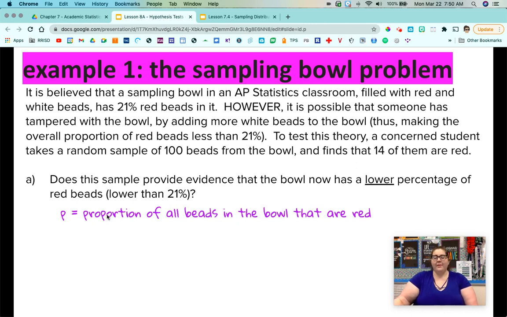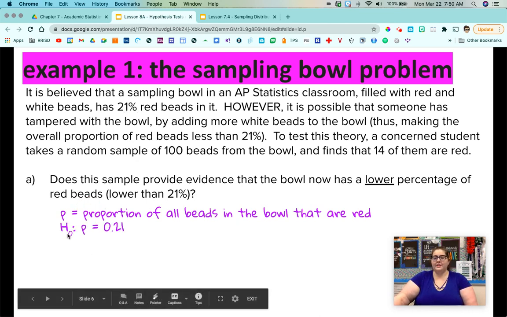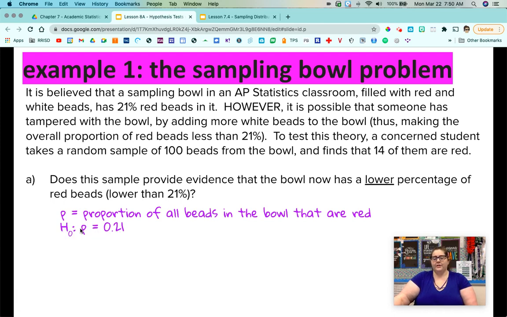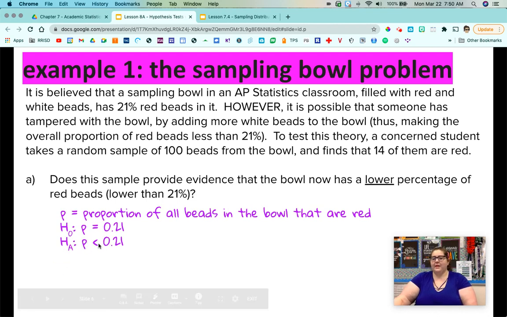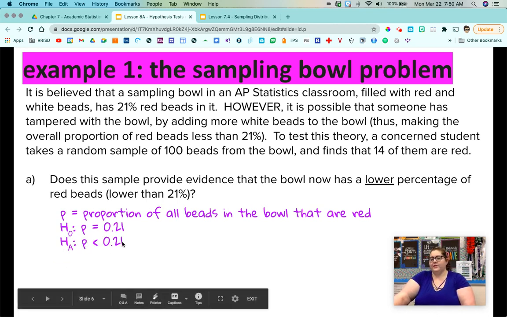Right, so then my null hypothesis, what used to be true, what is claimed to be true, was that there were 21% red beads. So my null hypothesis would be that P equals 0.21. So I would write H, the little 0 subscript, or just an O, is P equals 0.21. My alternative hypothesis, what I think might be true, what I'm trying to test, is I think that there are less than 21% now. I think someone came in and put some more white beads in there, and now there's less than 21% red beads. So my alternate hypothesis would be that P is less than 0.21.